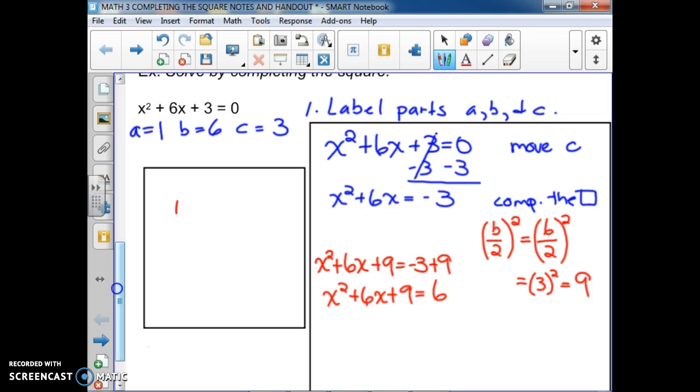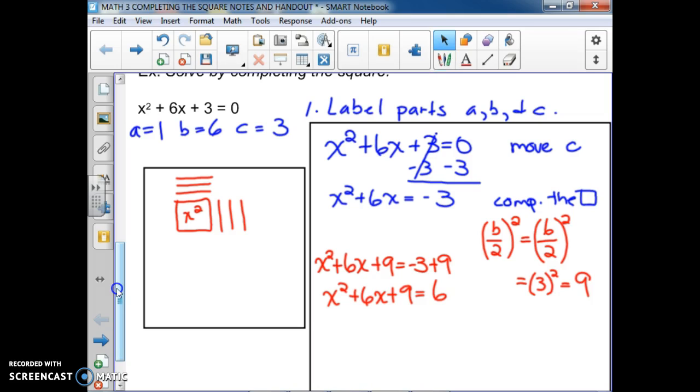So let's take this square here. Let's say that this is x squared. Now I'm going to take 6 little line segments, 3 up top and 3 on the side, and that will represent our 6x. So now we have this kind of L-shaped figure, and we need to make it a square.